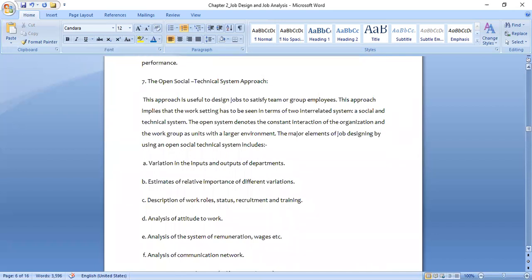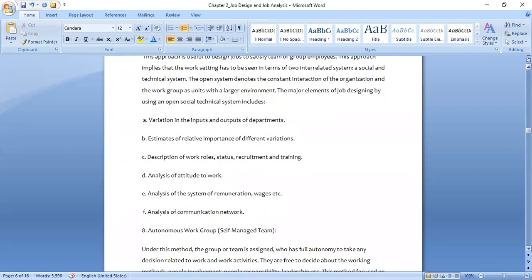The job design is designed so that individuals in the organization are supposed to do the task as a team, and at the end of the day, it is supposed to lead to the satisfaction of these employees. And what are the major elements of job designing while using this open social technical system? Basically here you will have to include variation in the input and output of the department.